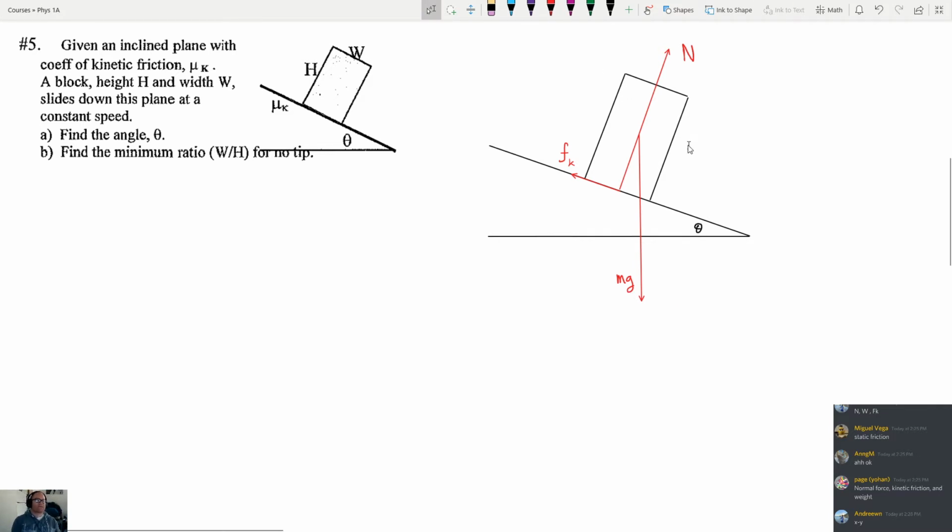We need an XY axis on here. So I think the simplest thing to do is to make the direction of the plane one of the axes. So we'll make this direction the positive X direction. And then we'll make that direction upwards the positive Y direction, like that. Now that requires that we break our vectors up into components. The friction force points along the negative x-axis. The normal force points along the positive y-axis. So it's just mg, the weight, that we need to break up into components.